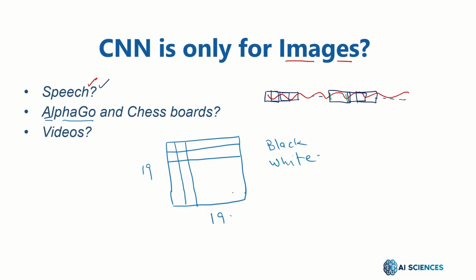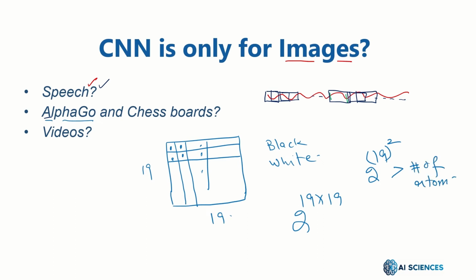But if you see the board position, if you place black and white in different cells, you can think of it as 19 by 19 binary numbers. The total number of board positions is basically 2 raised to the power 19 times 19, which is 2 raised to the power 19 squared, which is bigger than the number of atoms in the universe.